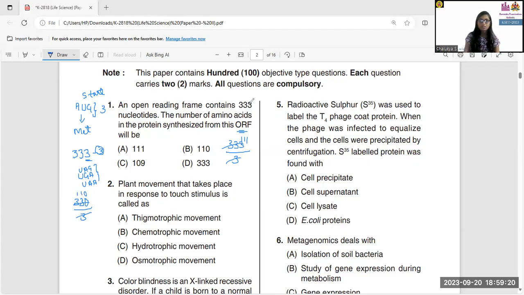Okay. So here, if you are in a rush for this question, what will we do? Divide by 3, 111. Okay, 111 is already there in the options. We just stick to option A. That is wrong, because the last 3 nucleotides are the stop codon. So that's why the answer for this question is option B, that is 110. Okay, so like this you have to solve this type of question.